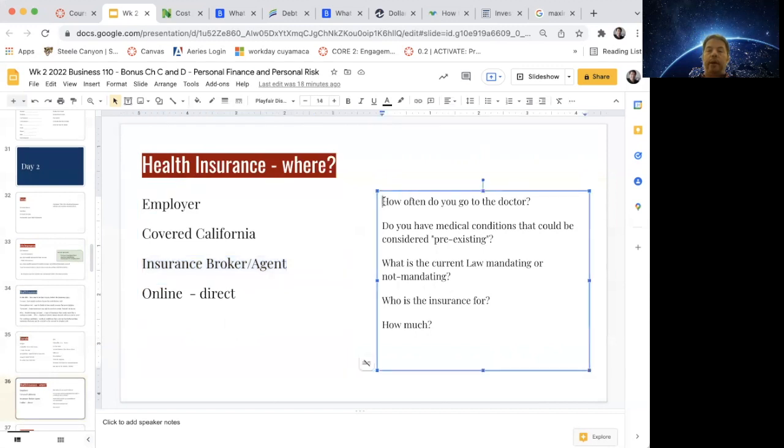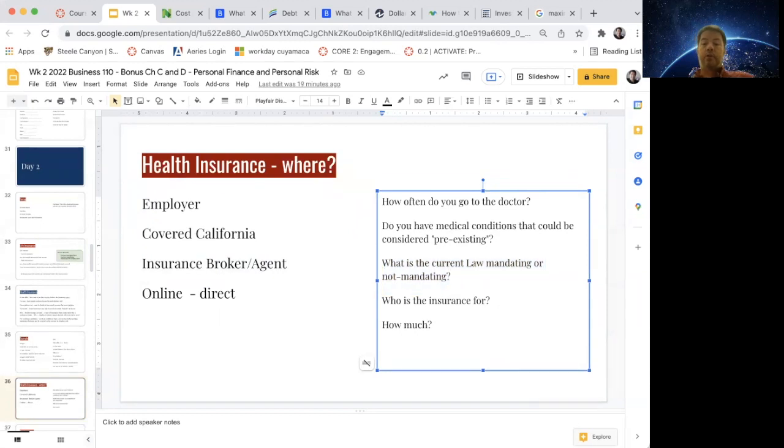Okay, when you're considering buying, you've got to think about how often you go to the doctor. Do you have a medical condition where you really need the doctor? What is the current law mandating or not mandating health coverage currently? The Affordable Care Act has kind of been sidelined where it's not mandatory, but I expect that may go back and forth a few times as political climates change. So just know what the law is. Generally, your employer will send you a tax document that states whether you have insurance or not through them, and you should hang on to that.